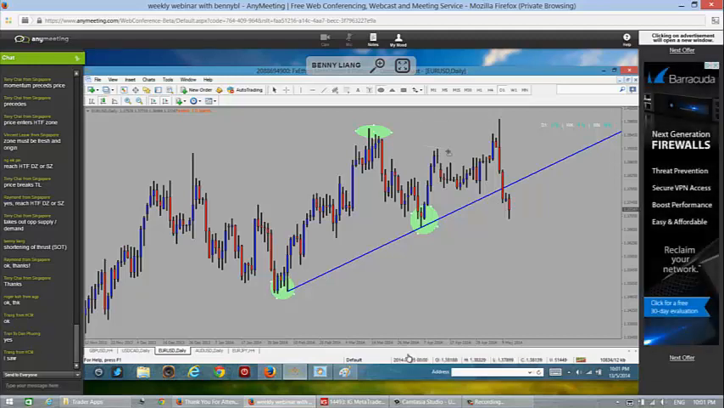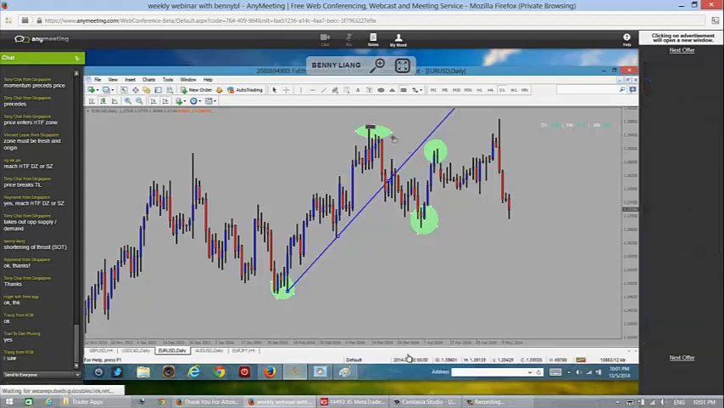See? Price only makes it to here. Okay? So therefore, we cannot connect from this low to this low. Right? So a trend line still remains like this. Alright? In fact, this is the trade here. We have a break of the trend line.